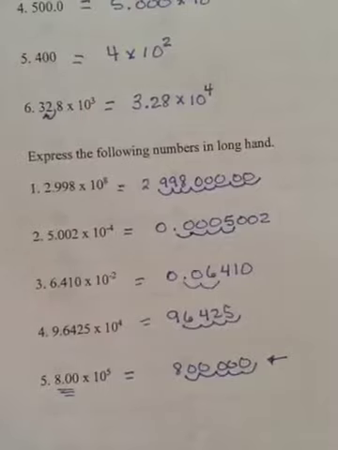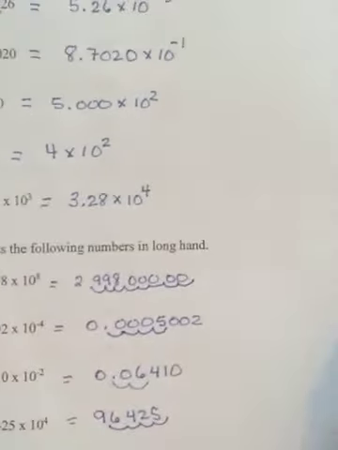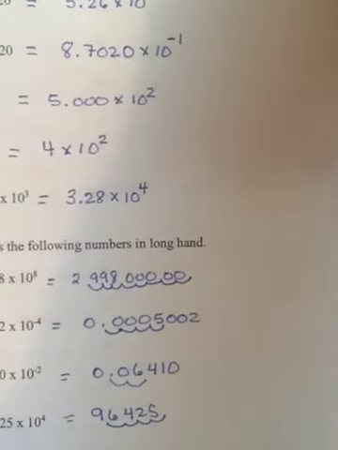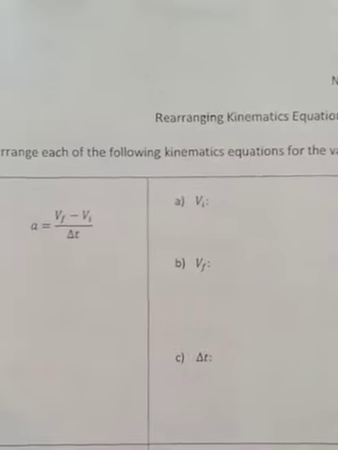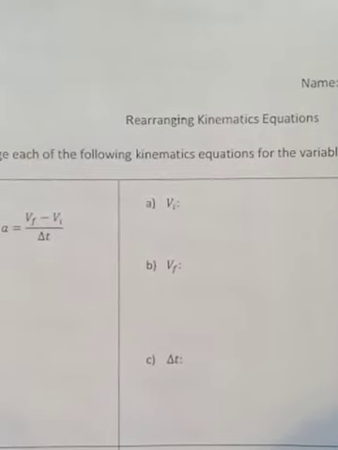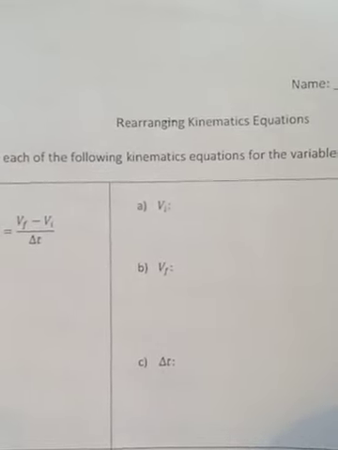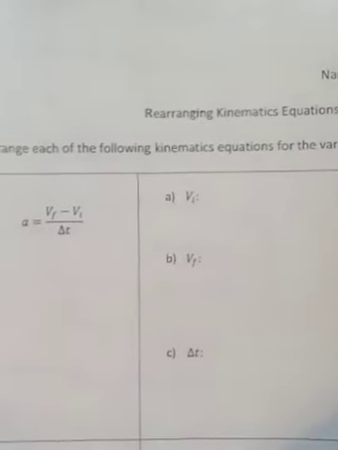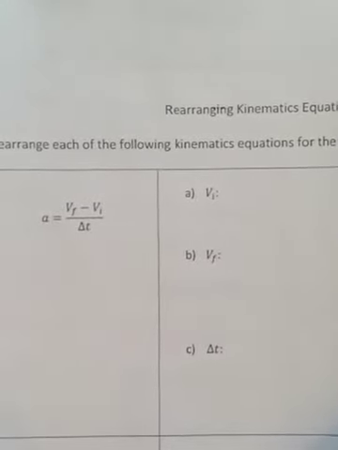Okay, so that was all your homework. There's 2 things you can work on over the weekend, but the one thing I'd like you to try for homework is this sheet that I gave you yesterday. This is what we would have been working on in class today had we been there. It's the one called Rearranging Kinematics Equations. We were just about to start it yesterday in class.